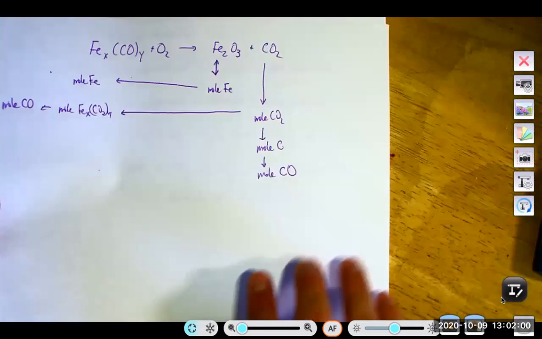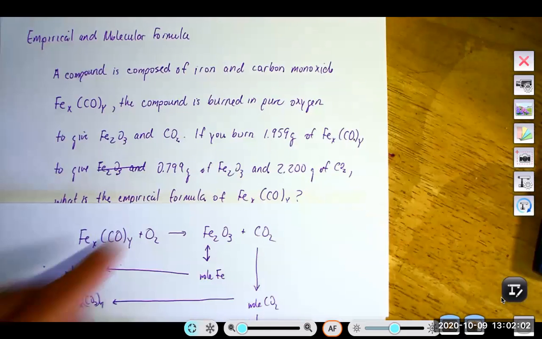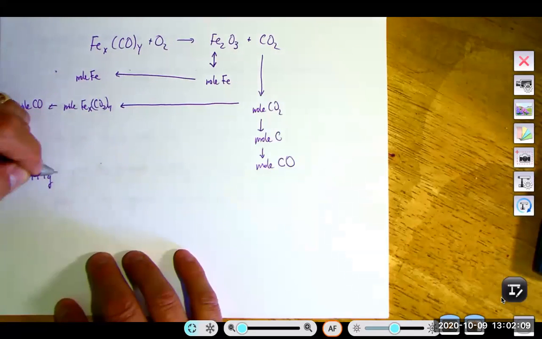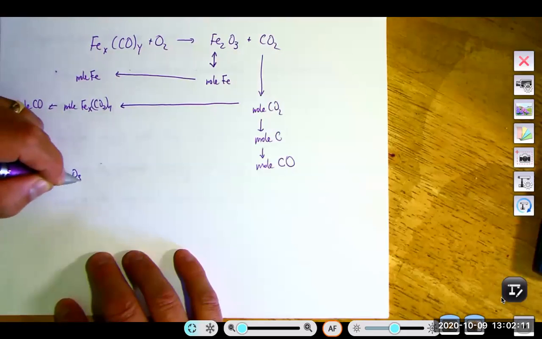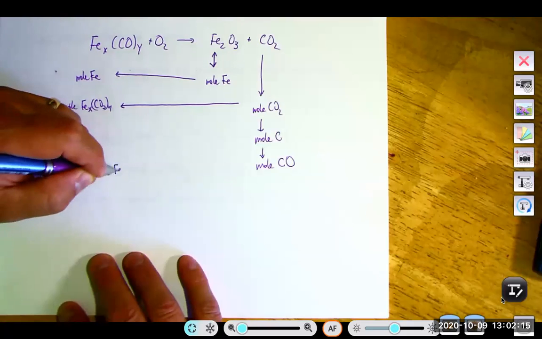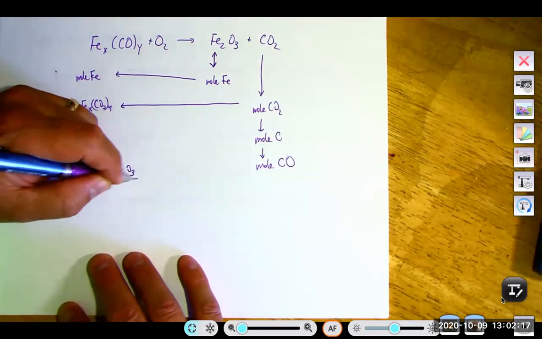So I'm going to take the 0.799 grams of iron(III) oxide, multiply by 1 mole of iron(III) oxide, and iron is 55.85, I think, plus 48.